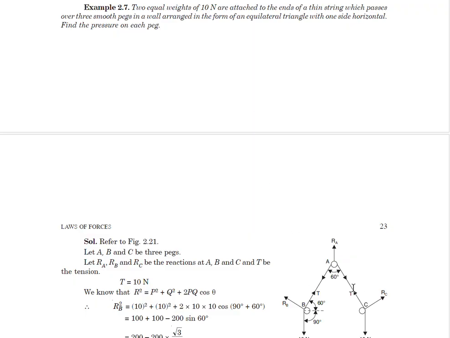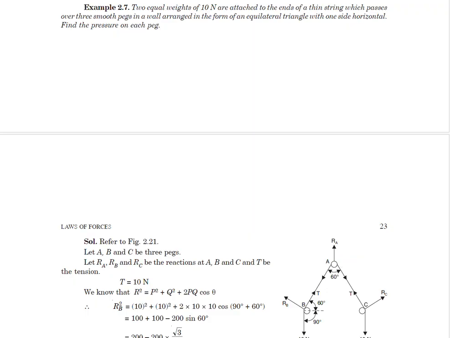So let A, B, and C be the three pegs. That means this one is A, this one is B, and this one is C. So there are two equal weights, that is 10 Newton here and 10 Newton here, on pegs B and C. And we have to find out the reactions at this B and C as well as A.